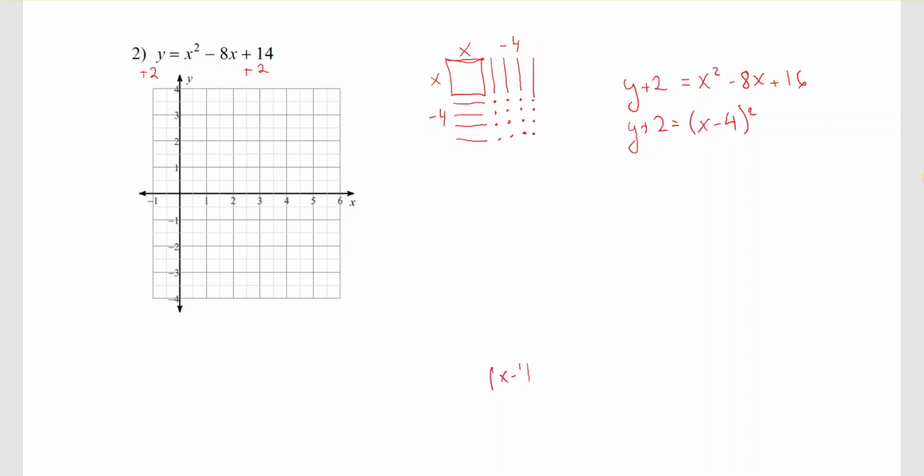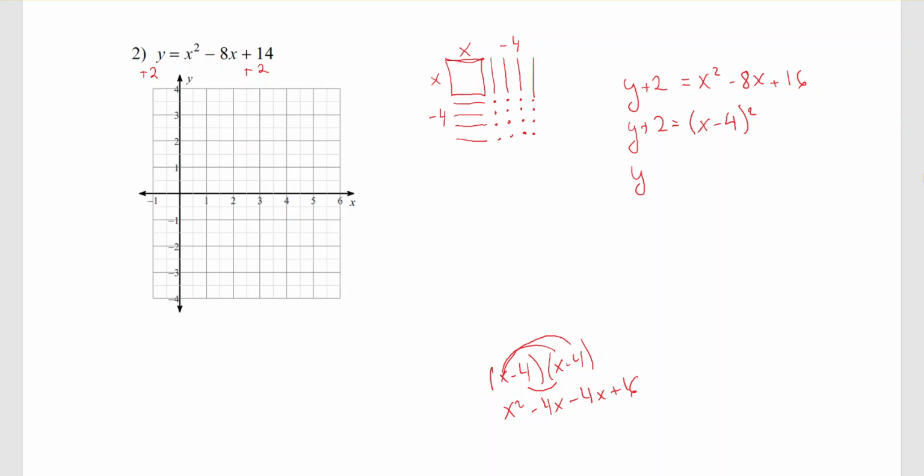You could check that by multiplying it out if you wanted. x minus 4 times x minus 4, and you would get x squared, x times x, distributing our x times negative 4 is minus 4x, minus another 4x, 4 times negative 4 is plus 16, and you can see that we have x squared minus 8x plus 16. So we haven't changed anything on the right hand side, we've just written it differently.